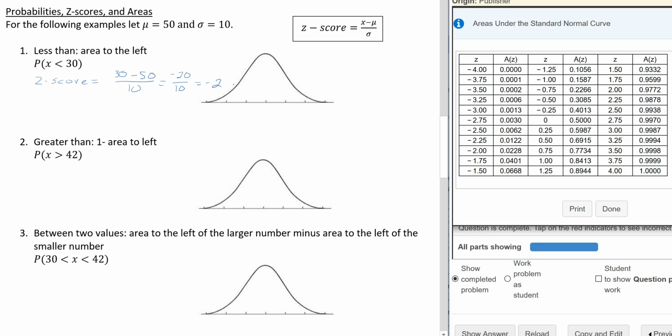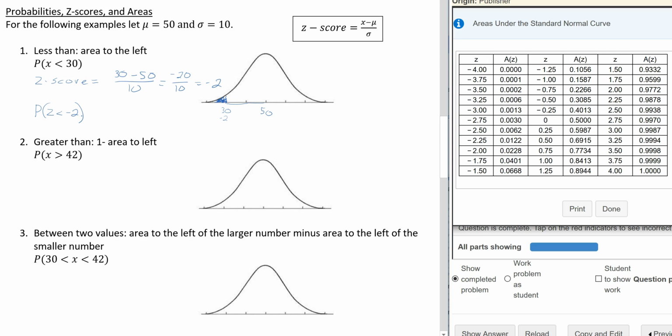So we know our mean is in the middle, which is where 50 was, and the z-score is negative 2 for a data value of 30. That means that the value of 30 is 2 standard deviations to the left of the mean, because that was a z-score of negative 2. We want to know the probability of all of the data values that are less than 30. So we want to know the probability, or the area under the curve, that is to the left of 30, or to the left of a z-score of negative 2. So I am now looking at the probability of z being less than negative 2.